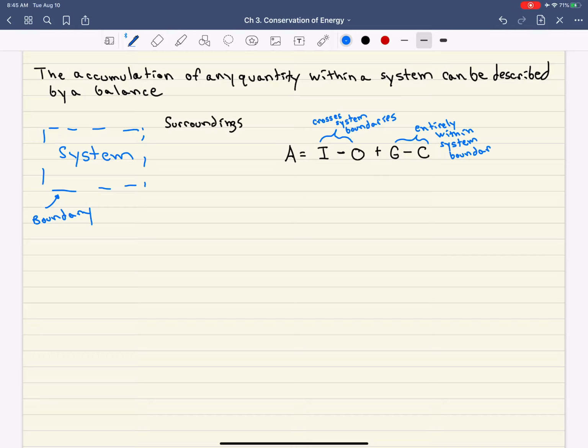And really, the way to think of these generation and consumption terms is combined. You could call them, or think of them as a creation rate. You know, what is the rate of the quantity of some property that's being created within the system?